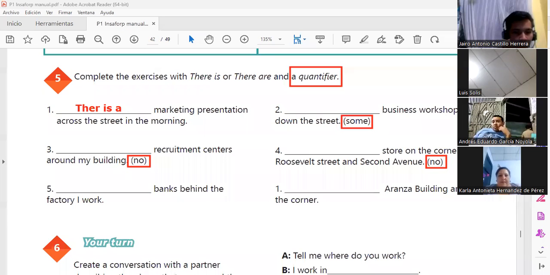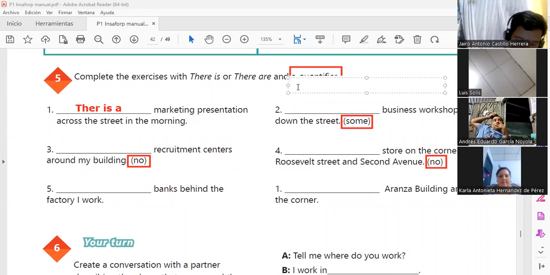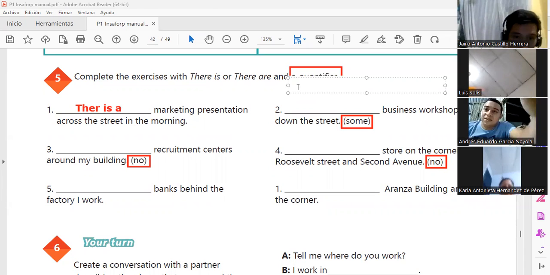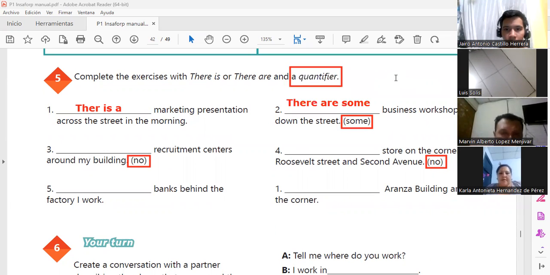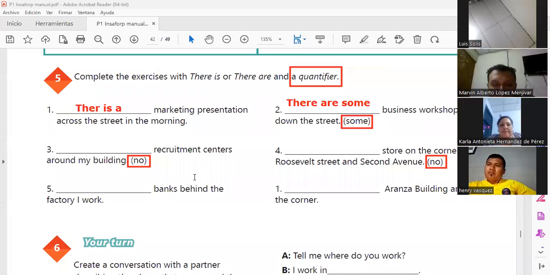And the number two will be for Andres. Number two. There are some business workshops down the street. Excellent. Okay. There are some. Good. Okay. Let's continue with number three. Carla.